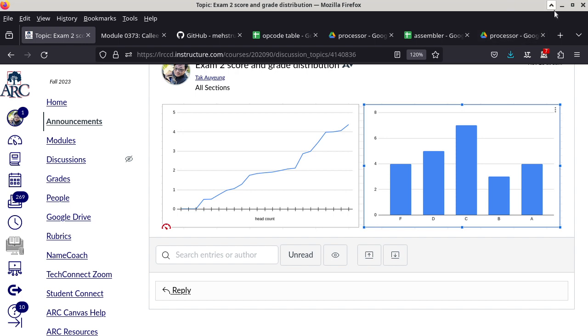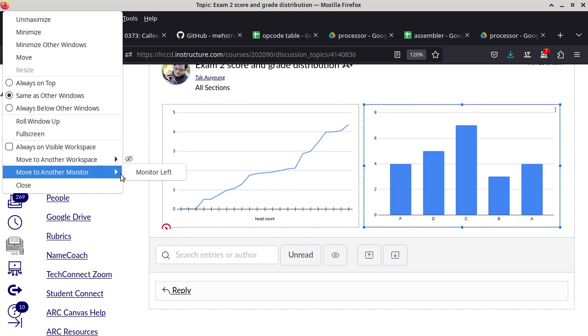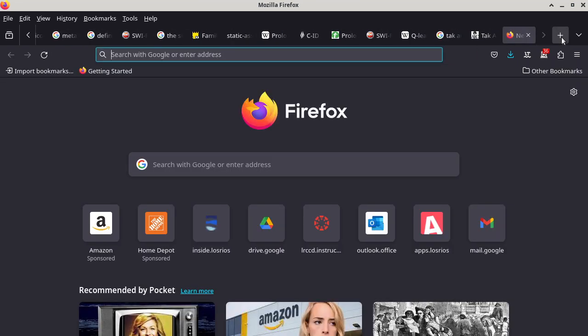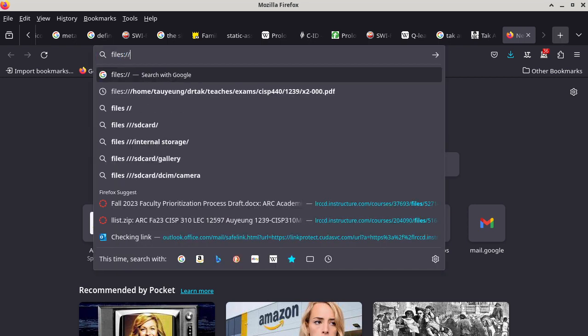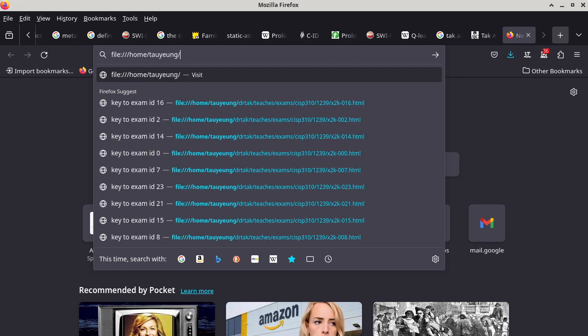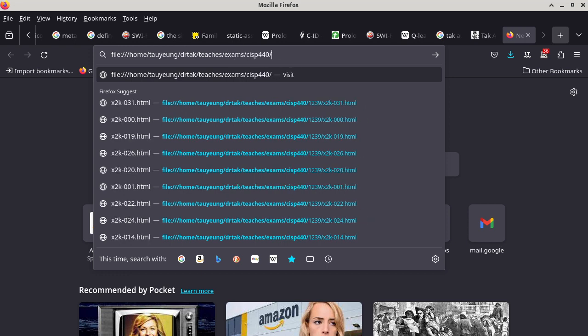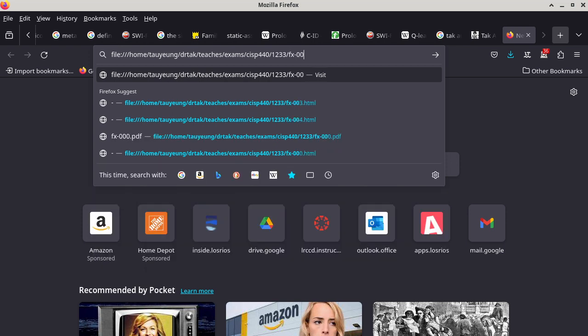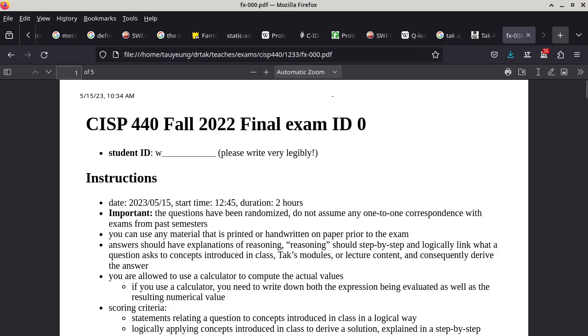So there we go. I'm going to put this one back on the other side because it's not exactly this class. So I'm going to put it back to the monitor that you cannot see. All right. So what we'll do is we're going to take a look at the exam from spring semester, spring 2023. So I'll go ahead and get one of those files. Oh, that's previous semester, fx-000.pdf. There we go. Okay.